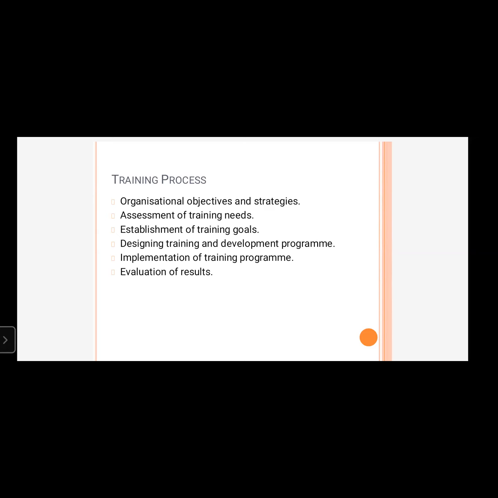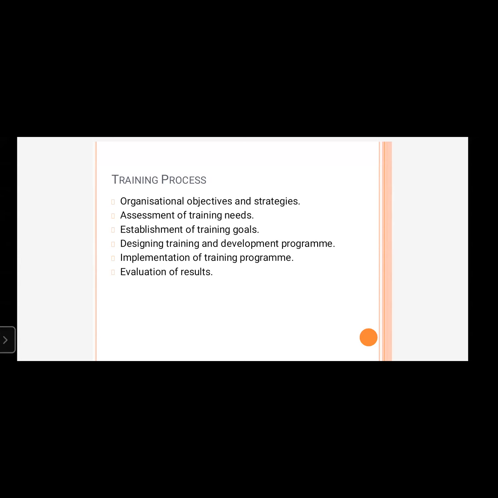Now, second one, assessment of training needs. Suppose once the organization has set the objective, once the organization has prepared a strategy that they will be hiring more people, to achieve the target, then if more people are to be hired, these people are to be trained also by the organization.